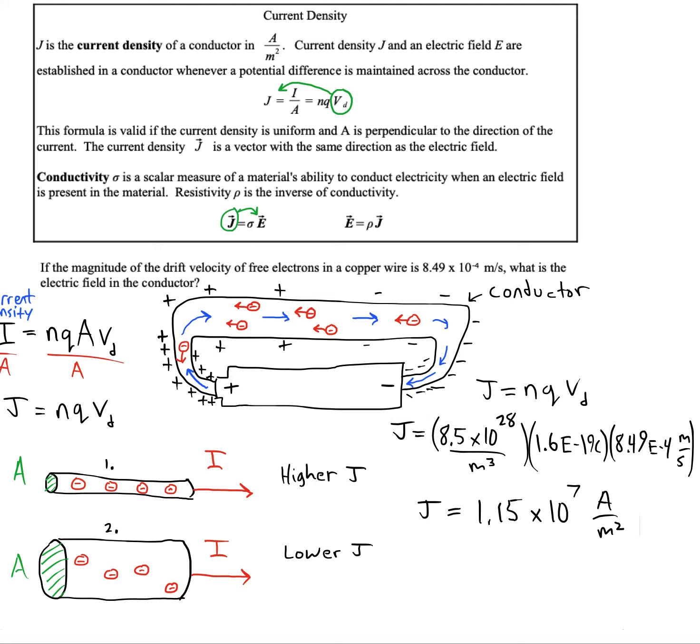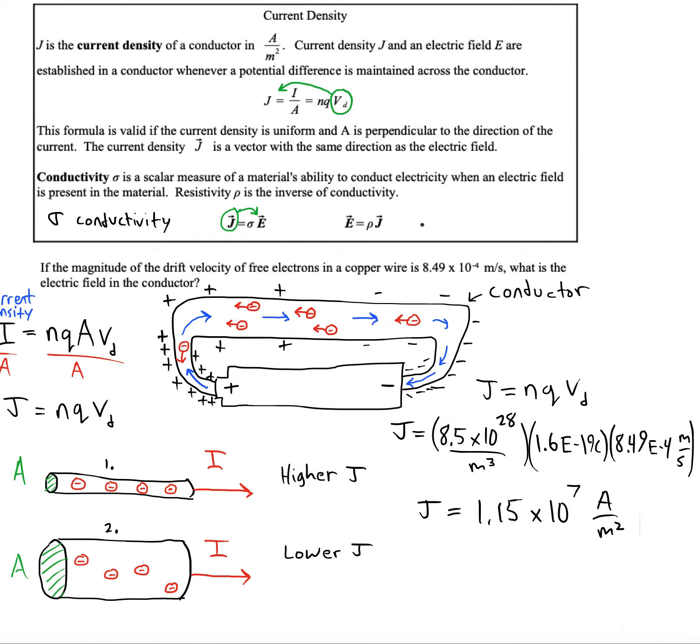Now, in order to relate current density to the strength of the field inside the wire, we can use one of these two formulas. The formula on the left involves what is called the conductivity of a material. And conductivity is a measure of how well a material will conduct electricity when a given electric field is present in that material. Some metals will conduct better than others.